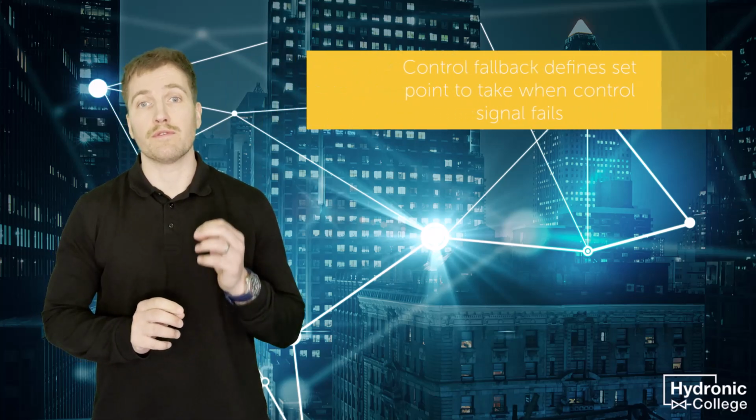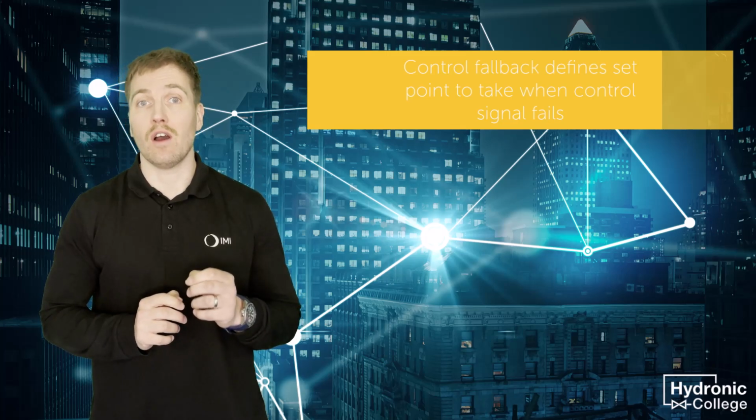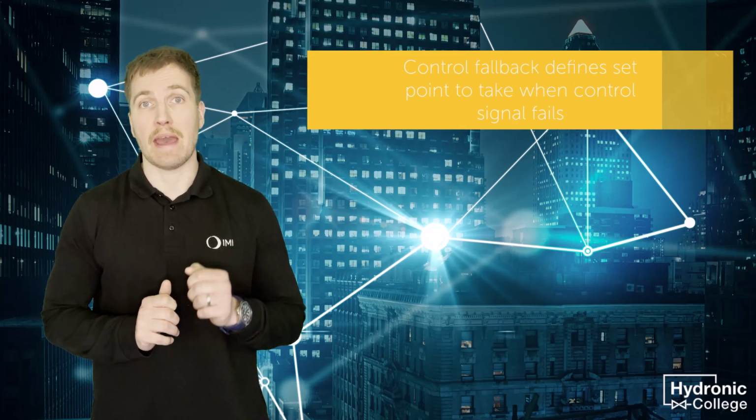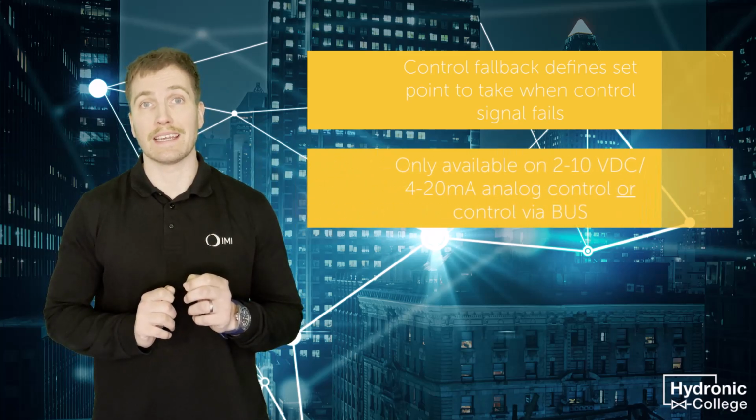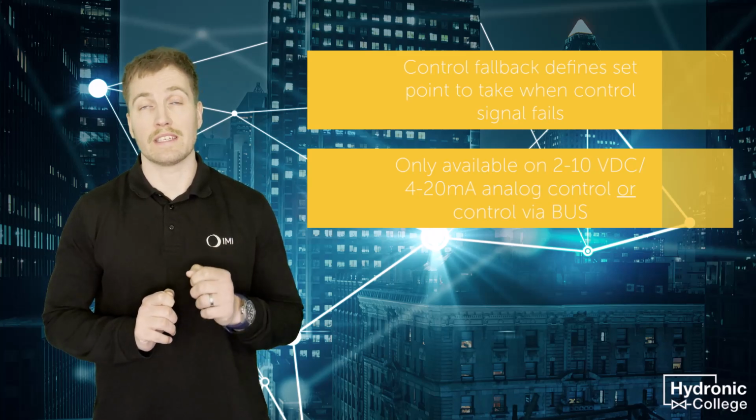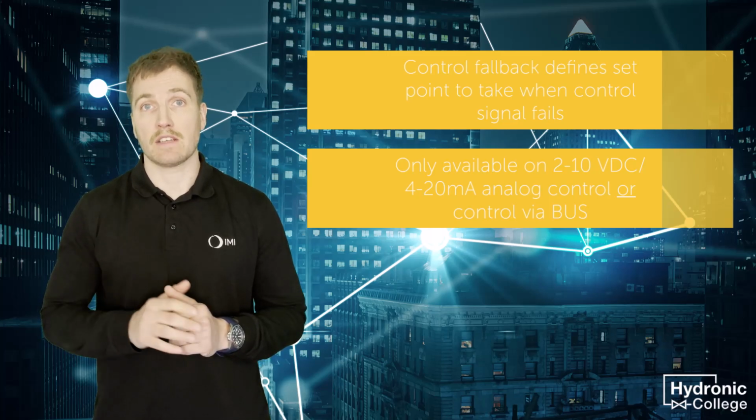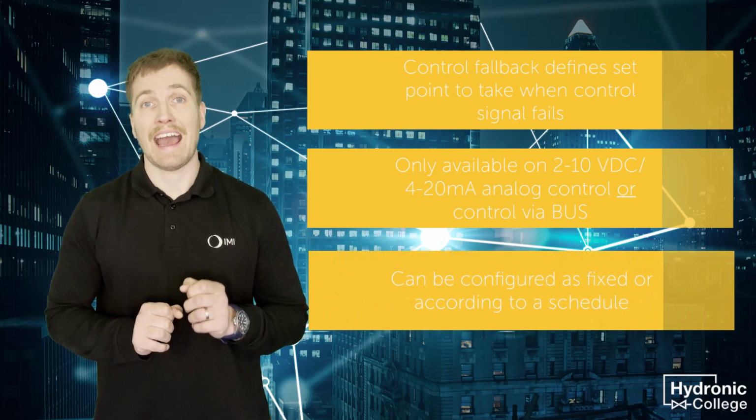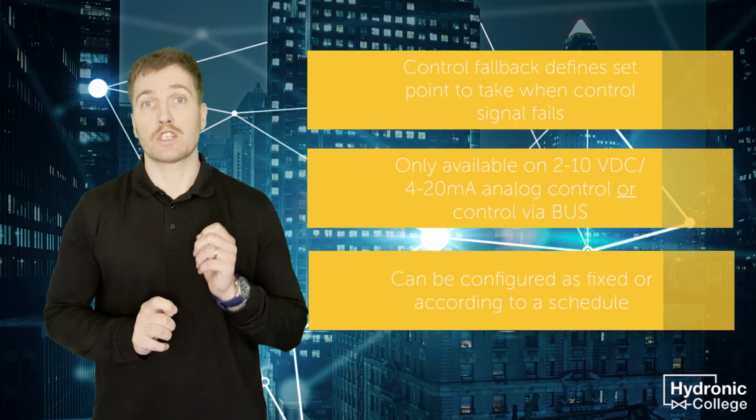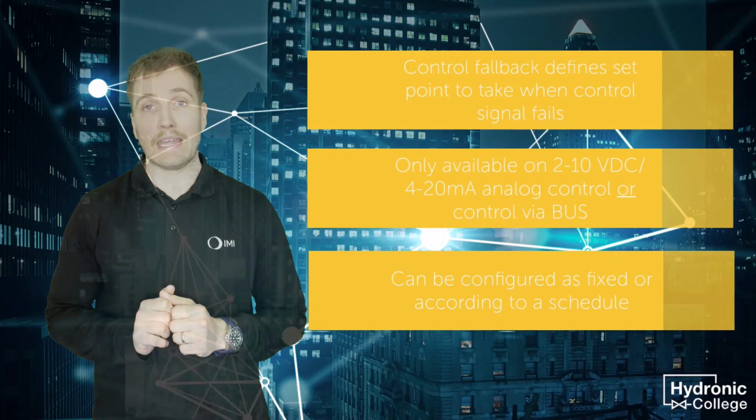In summary, control fallback is used to define a set point the TA Smart must take when there is a failure of the control signal via the BMS. Control fallback is only available when using the 2 to 10 or 4 to 20 milliamp control signal or with control via bus. We can configure the fallback as either fixed or scheduled with up to 4 different set points per day of the week.